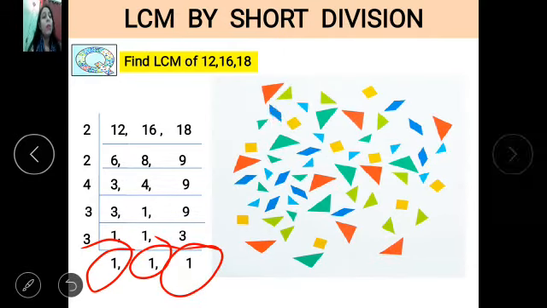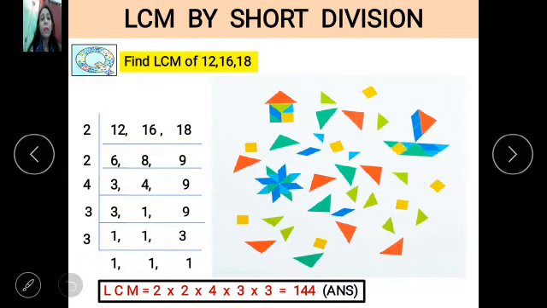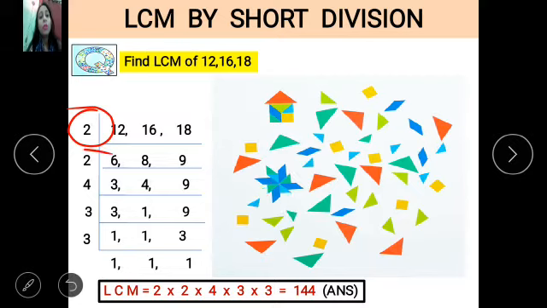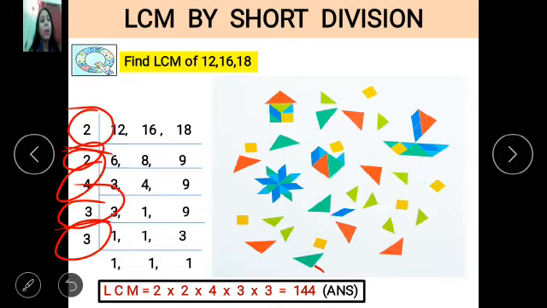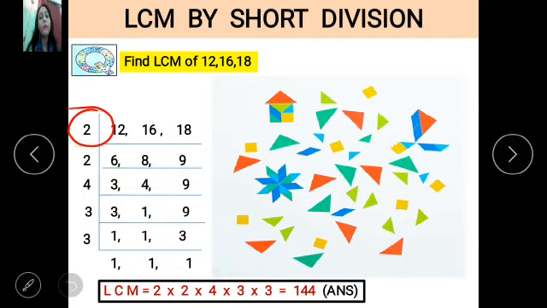So now the LCM is equal to 2 into 2 into 4 into 3 into 3. So 144 is the LCM of 12, 16, 18. So like that you have to do. This is the short division method.